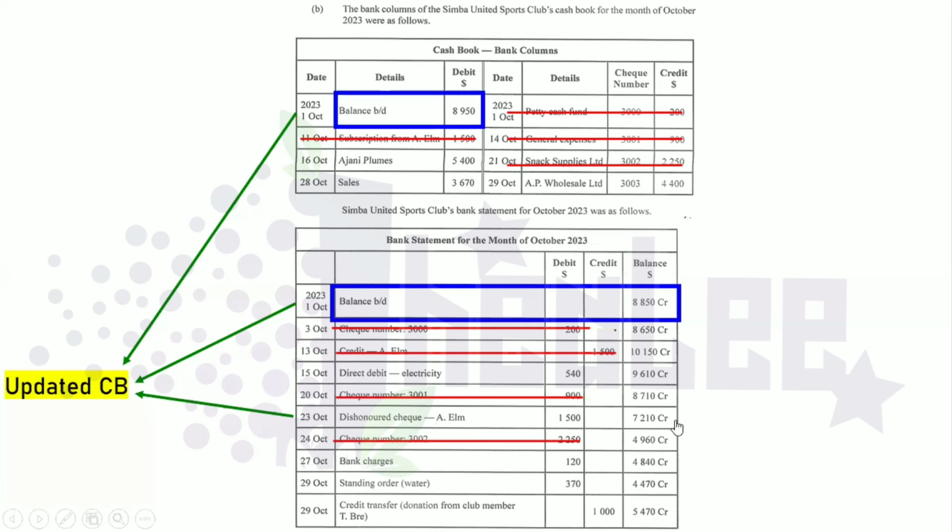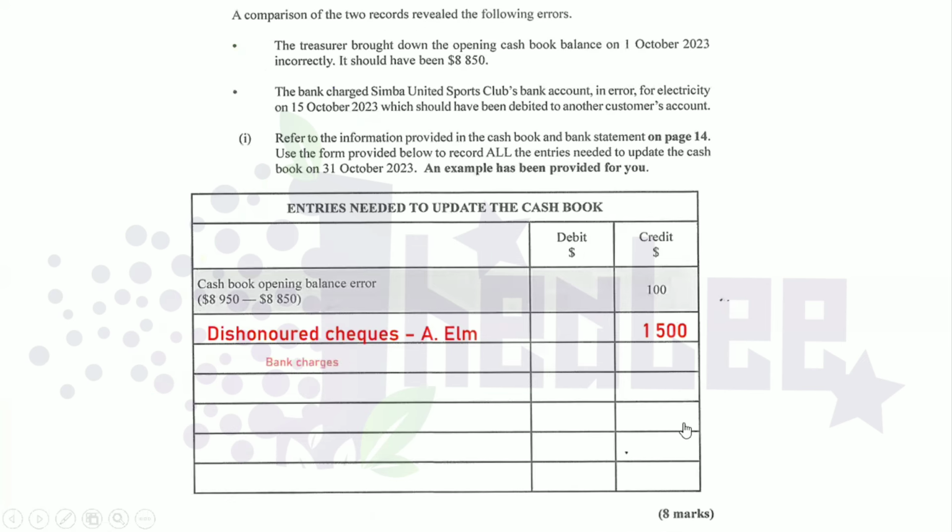$1,500. Moving on to the next item, that is the bank charges, and that should be entered in the updated cash book, and that is $120. Bank charges decreases our bank balance, so therefore we are going to credit our cash book. And apart from that, remember, once the item is debited on the bank statement, you should credit your cash book to update it. So that is bank charges, credit of $120.